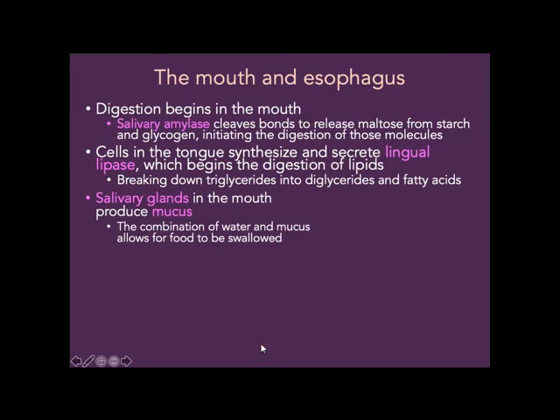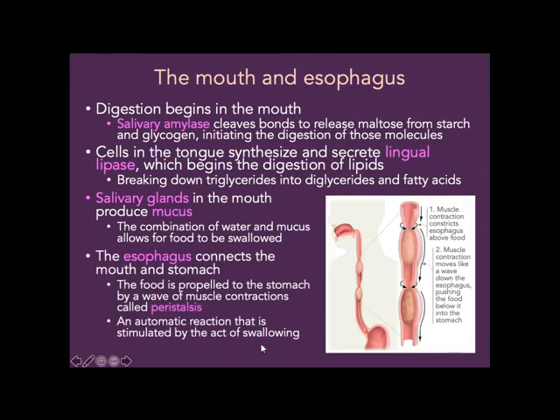In the mouth are salivary glands, and they make mucus. And so the combination of water and mucus has to be there in order for the food to be swallowed. Otherwise, it would get stuck in your throat. There is a tube called an esophagus that connects the mouth to the stomach. And so the food is propelled to the stomach by a wave of muscular contractions called peristalsis.